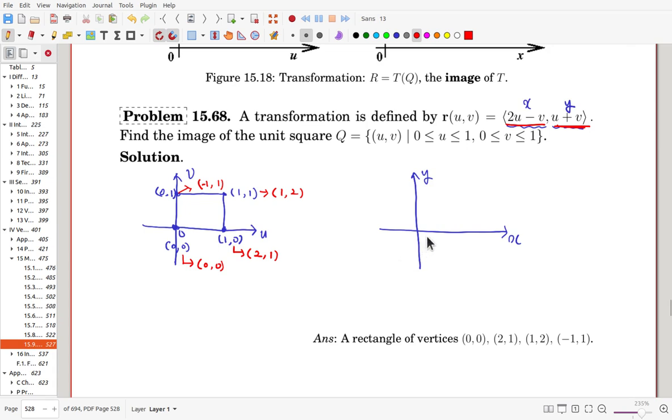In the xy domain, the first one is 0, 0. Now the second point will be 2 and 1. The third one is 1 and 2. And the last one is minus 1, and the y component is 1. So if we connect them in order, then we can get the image. That's the answer.